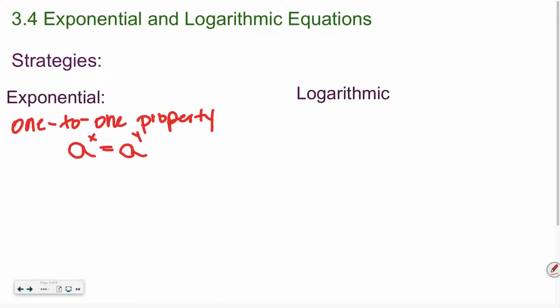What about something like number 25 or number 23? Okay, there's no way you're going to make those have the same base. What would our option be? Let's see, 3 to the 2x equals 80. I can't use the one-to-one property because it's 80, not 81. Can't you just rewrite it into a log? Yes.